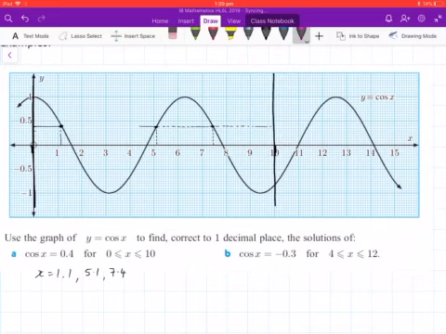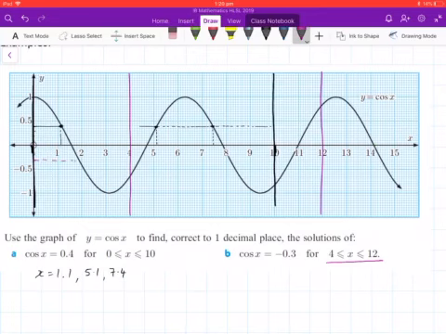So this one is for cosine x equals negative 0.3, between 4 and 12. Now, like I said, it's important you take careful note. If you did the same as 0 to 10, you'll get the wrong answer, because the domain matters. So it's 4 to 12. I'm going to put a little line in here, 4 up till 12, and the value we're interested in is negative 0.3.